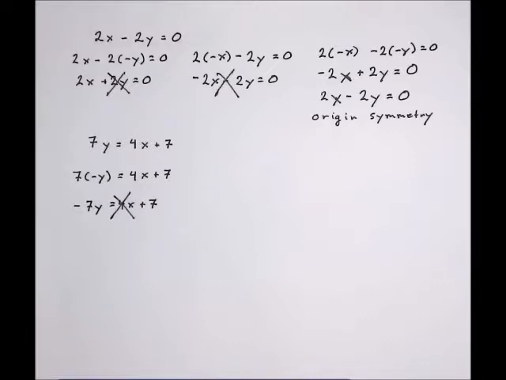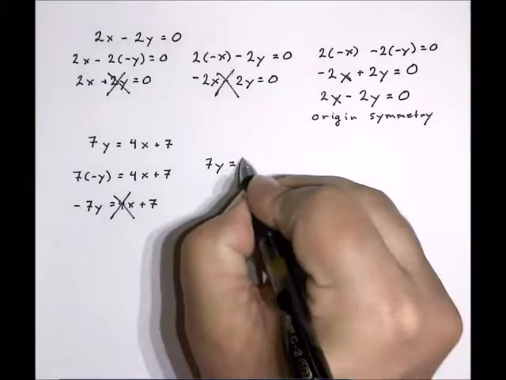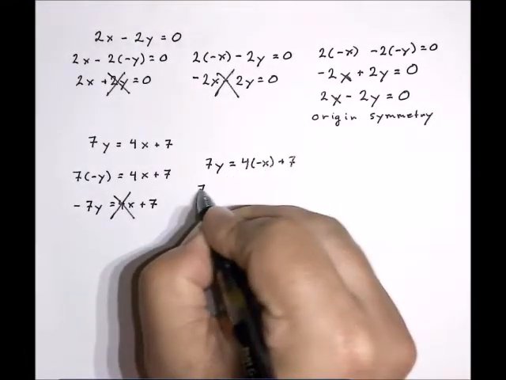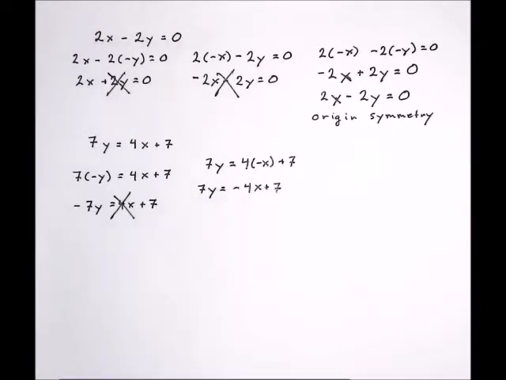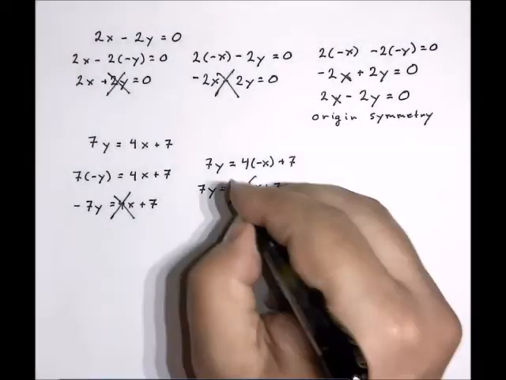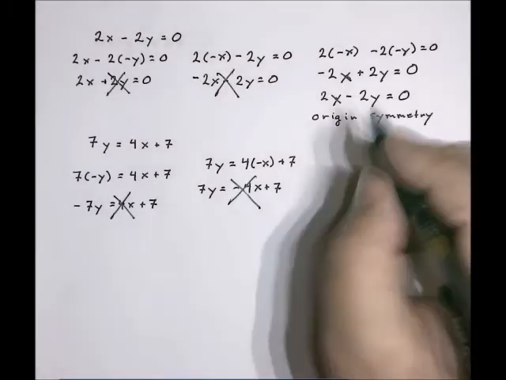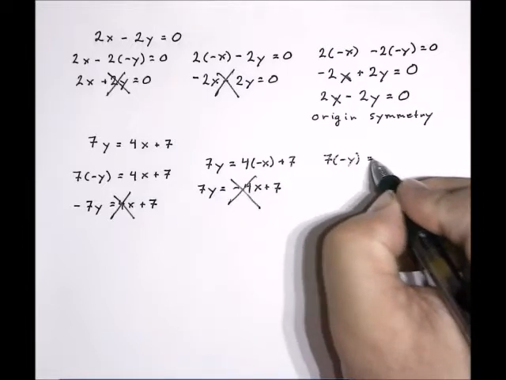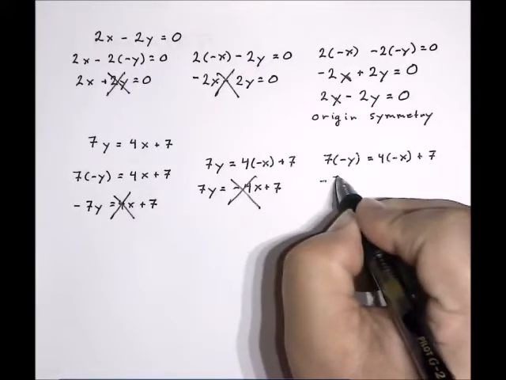Let's test for y-axis symmetry. And I do that by plugging negative x in for x. And again, I do not get the same equation out, so I do not have y-axis symmetry. Now let's try origin symmetry. So I'll put negative y in place of y, negative x in place of x, and see what happens.